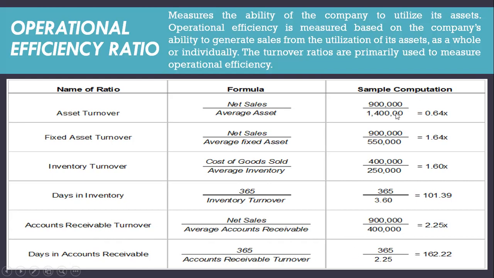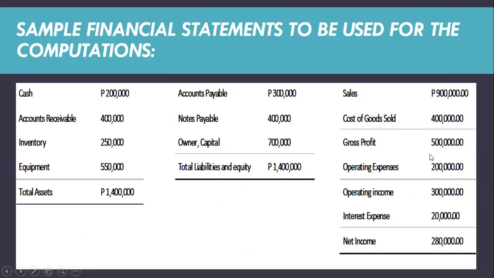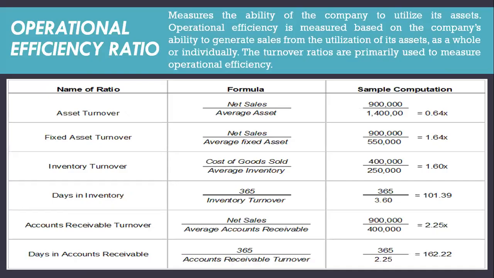Ito pong mga numbers na to ay nakuha dito sa illustration na yan. Hanapin nyo na lang po yan dyan. Hindi po kayo maliligaw, okay? Andyan po yung mga amount. Given na po, kaya hindi kayo mahihirapan. Okay? So, 900 over 1,400,000. So, 0.64.